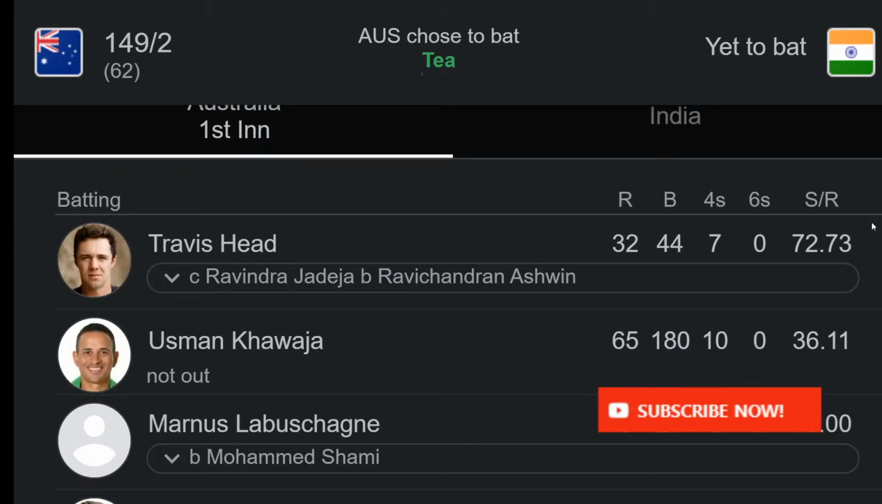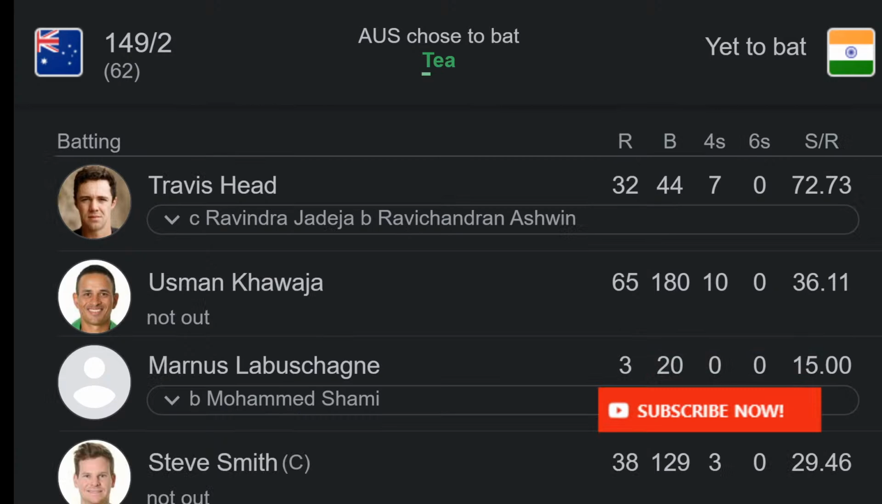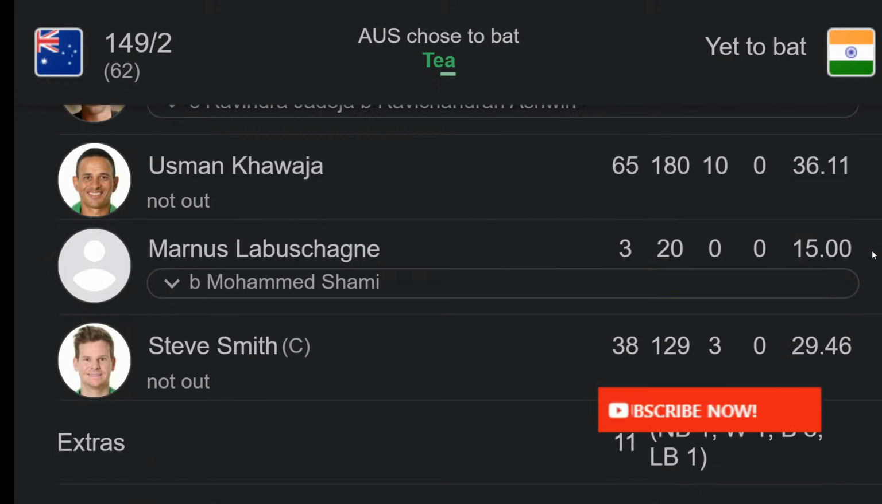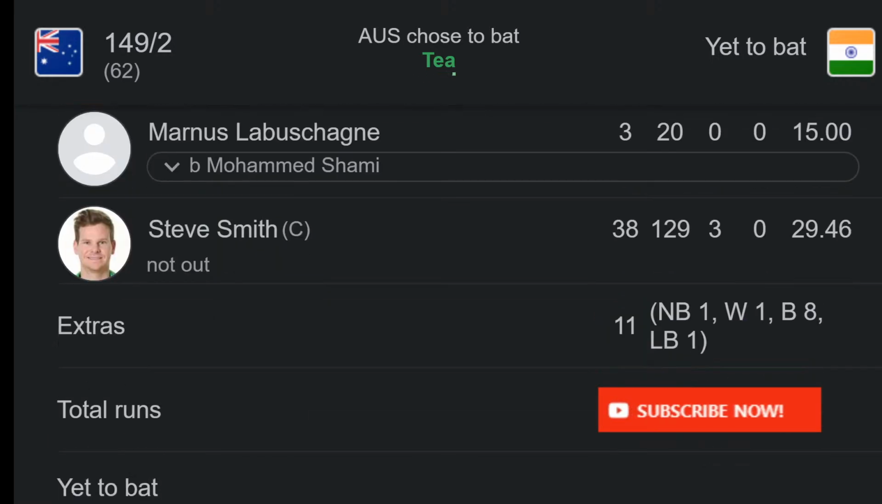Travis Head, caught Ravindra Jadeja, bowled Ravichandran Ashwin, 32 off 44 balls, 7 fours, strike rate 72.73. Usman Khawaja not out 65 off 180 balls, 10 fours, strike rate 36.11. Marnus Labuschagne, bowled Mohammed Shami, 3 off 20, strike rate 15. And Steve Smith, captain, not out 38, 129 balls, 3 fours, strike rate 29.46.